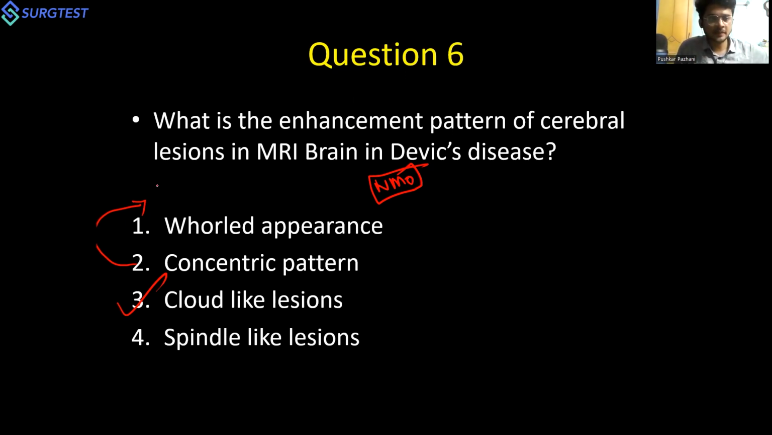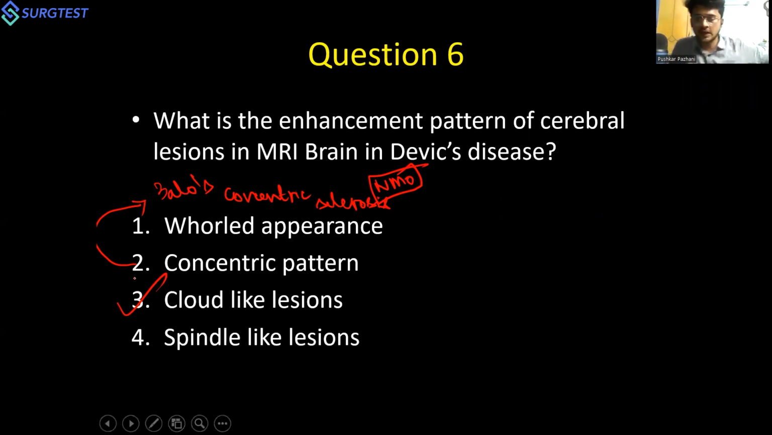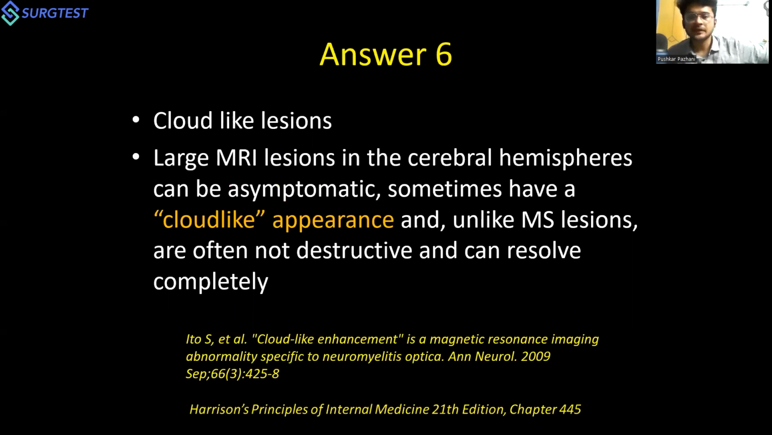So actually, concentric pattern, you get it in Balo's concentric sclerosis, as the name suggests. But don't forget, the enhancement pattern is cloud-like lesions. This is as mentioned in Harrison. So large MR lesions in NMOSD in the cerebral hemisphere, even though they are asymptomatic most of the times, can have a cloud-like appearance or enhancement pattern.